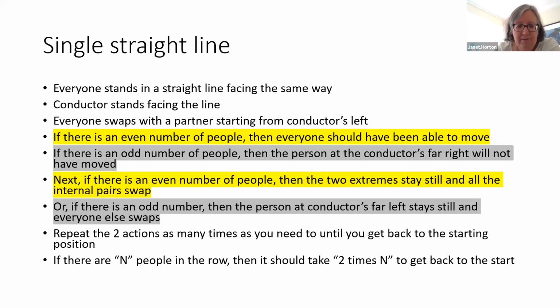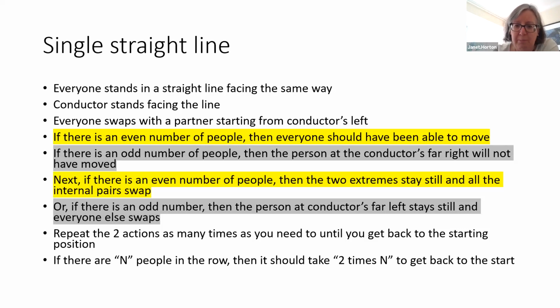So the first method I've got is the single straight line, which I think most people have come across. Everybody stands in a straight line facing the same way. You have a conductor who stands facing the line, and then everybody swaps with a partner starting from the conductor's left. So if there's an even number of people, then everyone will have been able to swap with somebody. But if there is an odd number of people, then the person at the conductor's far right will not have moved. So next, if there is an even number of people, then the 2 at the 2 extremes stay still and all the internal pairs swap.